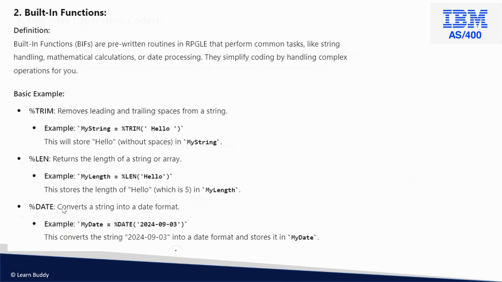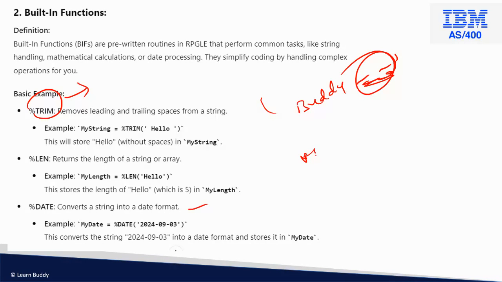We also have built-in functions. Built-in functions are written to perform common tasks. Here you have a string, and there are some spaces, and you want to remove these spaces. You have to perform a string operation, so that is %TRIM, which does the common operation of removing spaces. If you want to remove any spaces, you can use %TRIM. If you want to get the length of your string, you can use %LEN. And %DATE converts the date format. For example, you have a date in *ISO and you want to convert it to *USA, you can use %DATE.